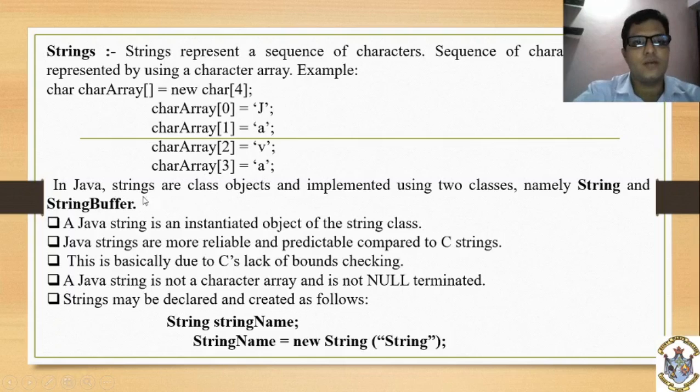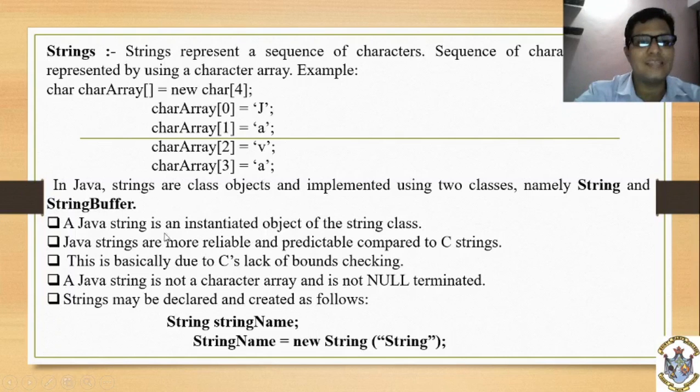In Java, strings are class objects and are implemented using 2 classes. Strings are also class objects. Implemented means you can develop them using 2 classes. How can you develop these 2 classes? One is String and another one is StringBuffer. String is a class and StringBuffer is another class.